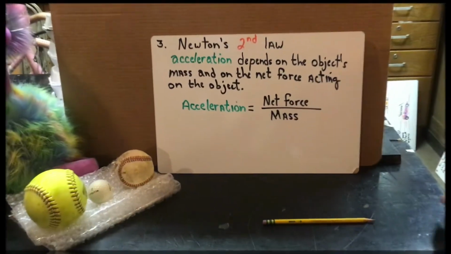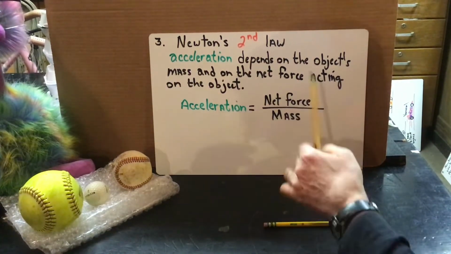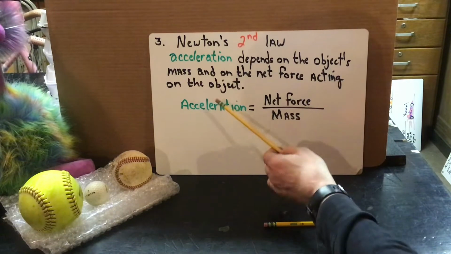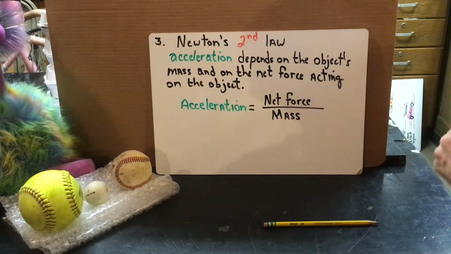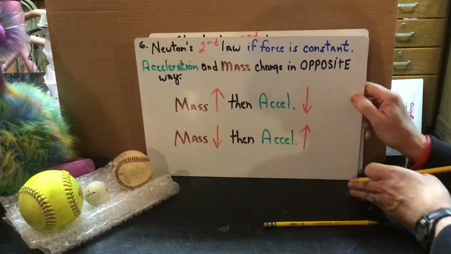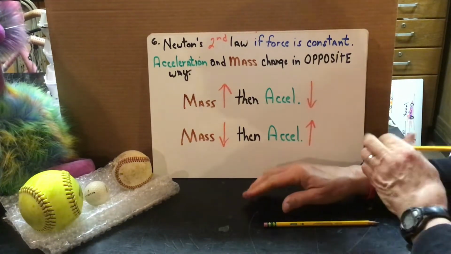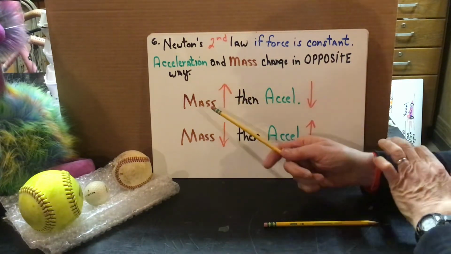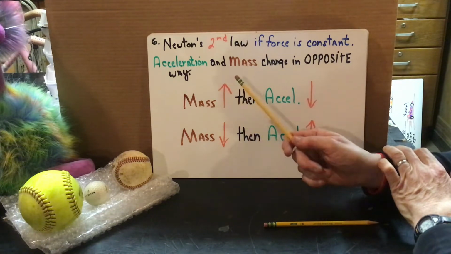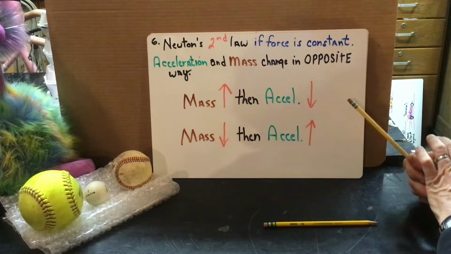Here we are back at Newton's second law again, and we're looking at the formula. In this situation, we're saying acceleration and mass are inversely proportional. As the one goes up, the other one goes down. So if you hold the force constant, acceleration and mass change in opposite ways. If the mass goes up, acceleration goes down. If mass goes down, then acceleration goes up.